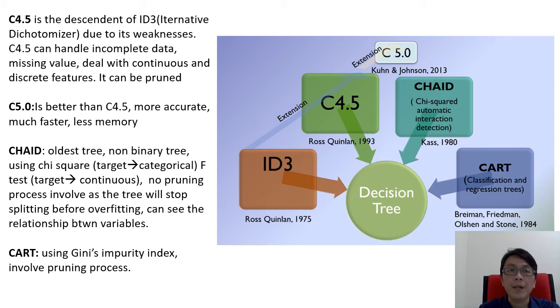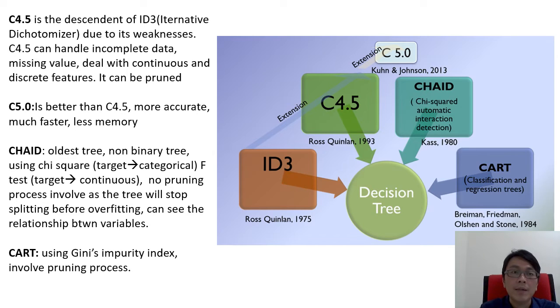Here we have a few famous types of decision tree model. The first one is ID3. The extension of ID3 is C4.5, and the descendant of C4.5 is C5.0. C5.0 is much better than C4.5 and ID3 because it can produce more accurate results, and the process is much faster and requires less memory.